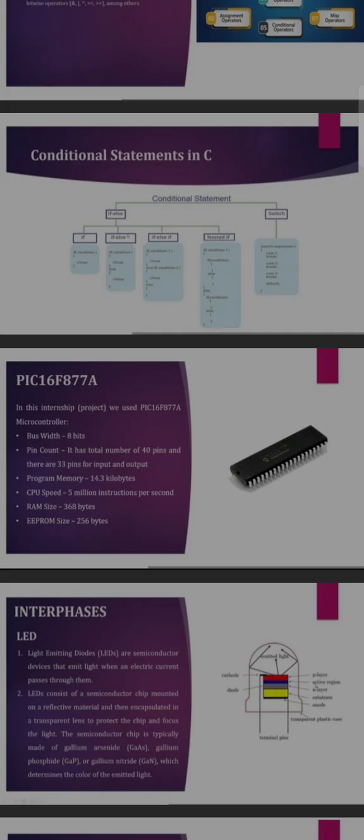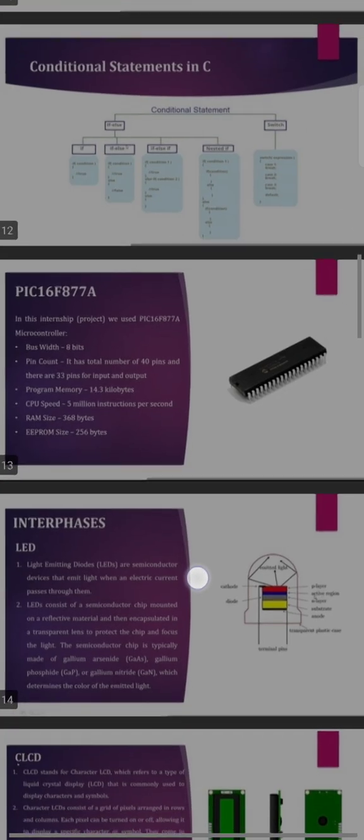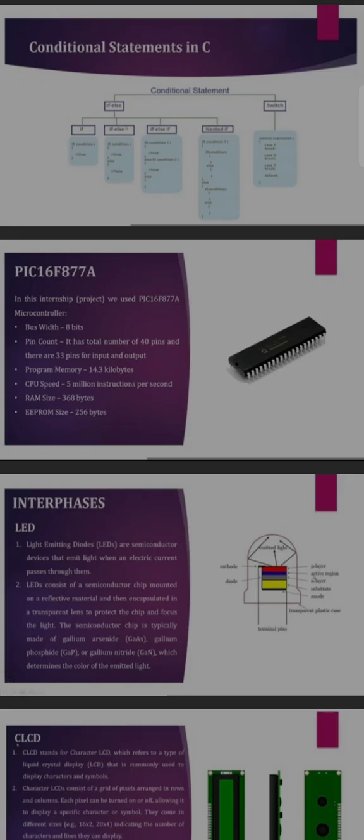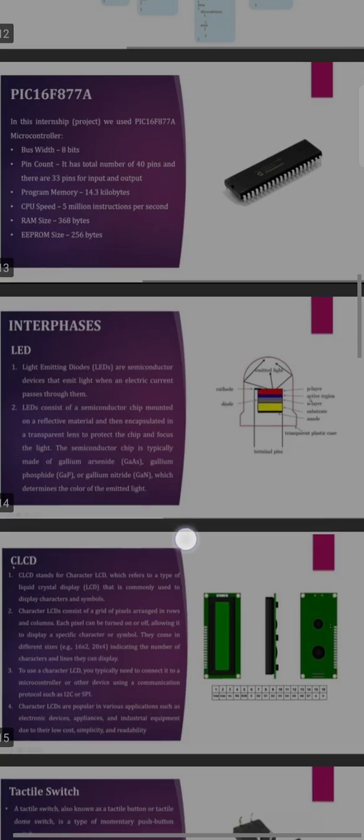Microcontroller PIC16F877A. In this internship project, we used the PIC16F877A microcontroller. Bus width is 8 bits. Pin count: it is a 40-pin IC, and there are 33 pins for input and output. Program memory is 14.3 kilobytes. CPU speed is 5 million instructions per second. RAM size is 368 bytes. EEPROM size is 256 bytes.